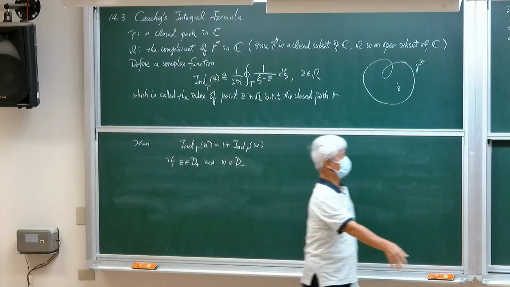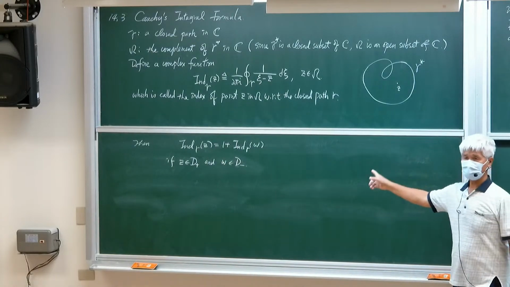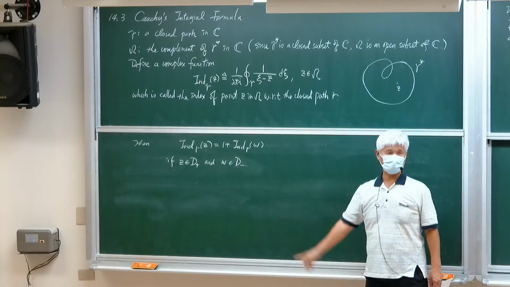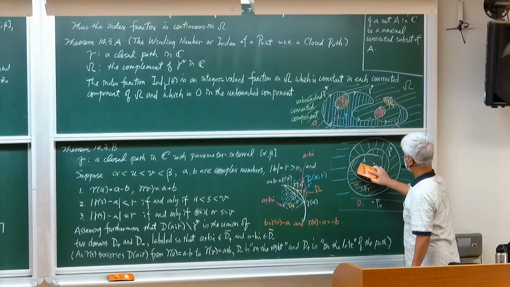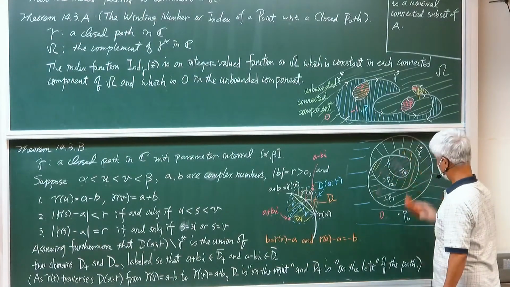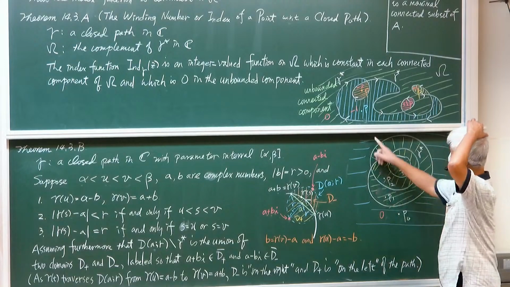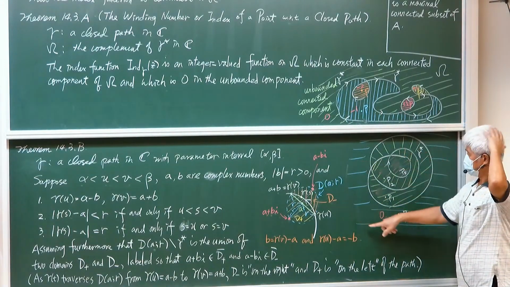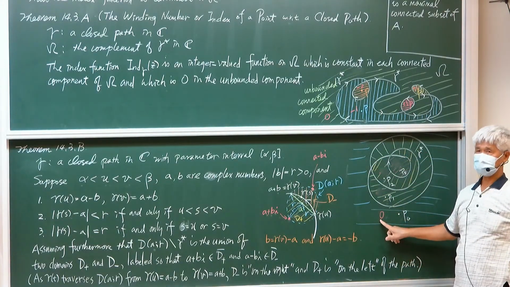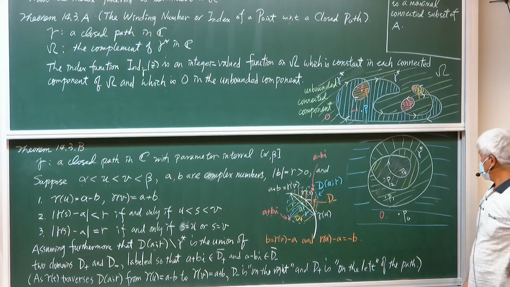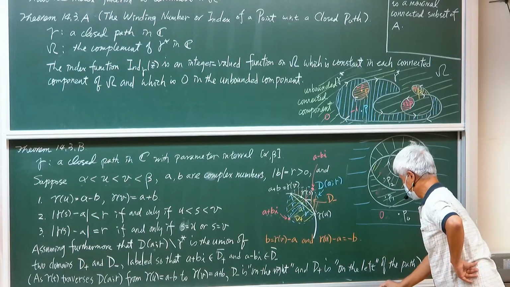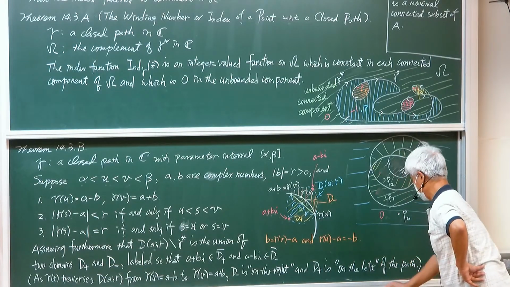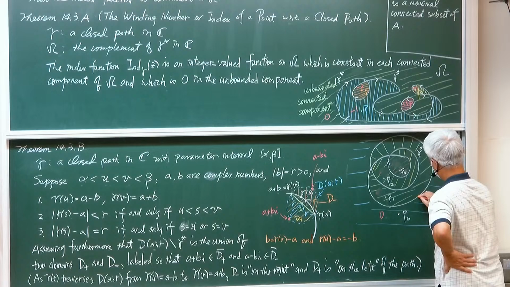Okay. Is that okay? This is the conclusion. So now, if I erase here, we know the unbounded connected component has index 0. So we start from here, and we select this part. So we select a point.